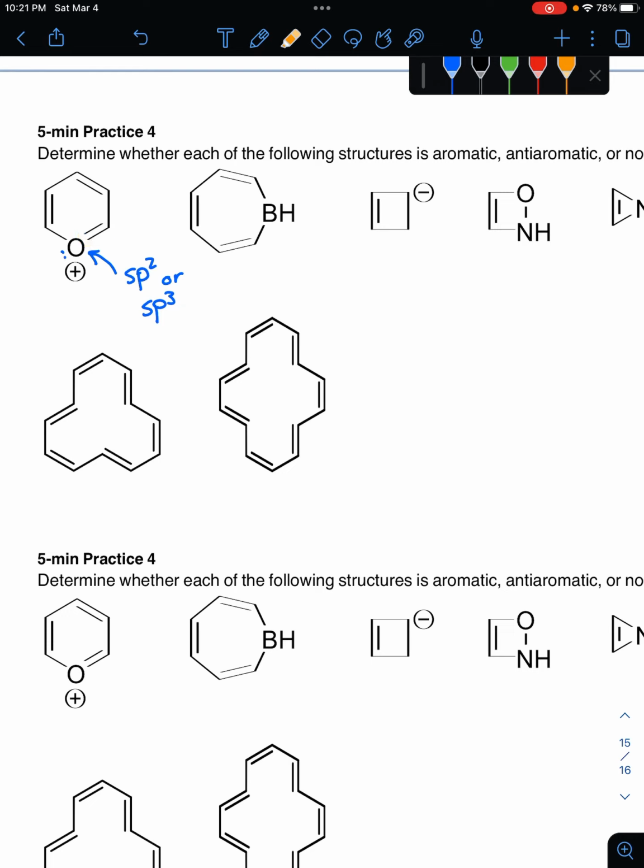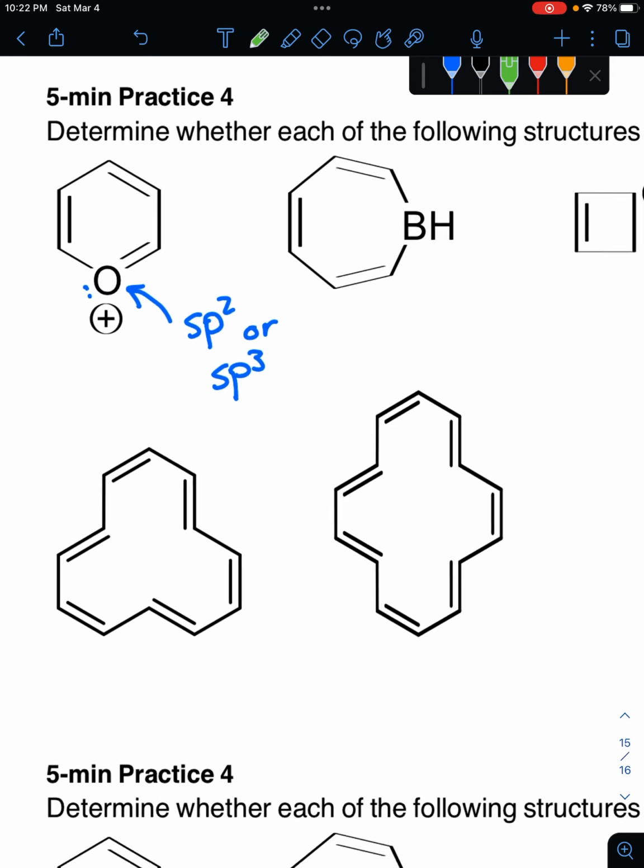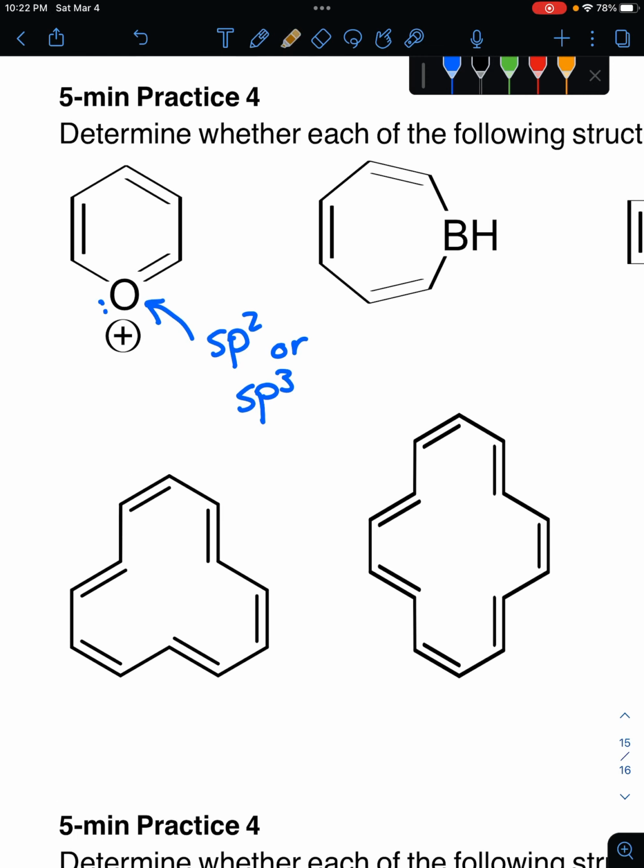That oxygen has to have a p orbital to have a pi bond, right? Remember, a double bond is made of a sigma bond and a pi bond. A pi bond is made of a side-to-side loose overlap of 2 p orbitals on 2 atoms. So for that reason, this oxygen has to be sp2 hybridized.